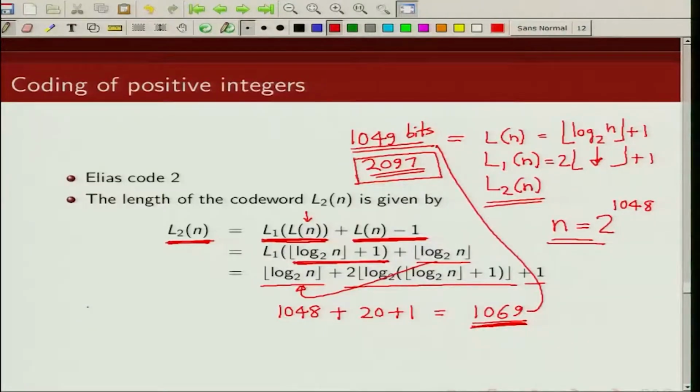Now we can repeat this. We can design an Elias code 3 which will use Elias code 2 to denote the length L of n, followed by the binary representation of the number with the leading one removed. So for large values of n, if we repeat this process, these are prefix free codes and the number of bits required are coming closer to the binary representation of the number.